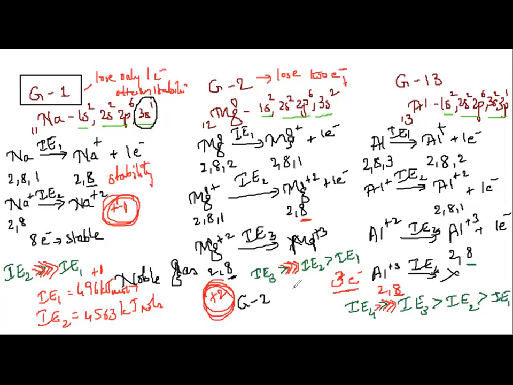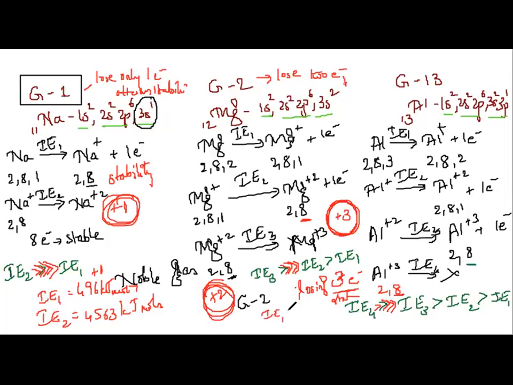It means after losing 3 electrons, the particular atom has attained stability. Therefore, we can say it exhibits a valency of +3. It can lose only 3 electrons. Yes, I can show you the ionization energies also.